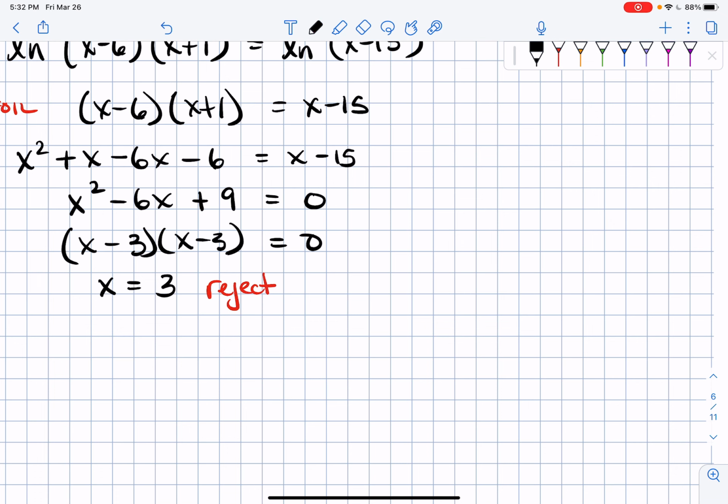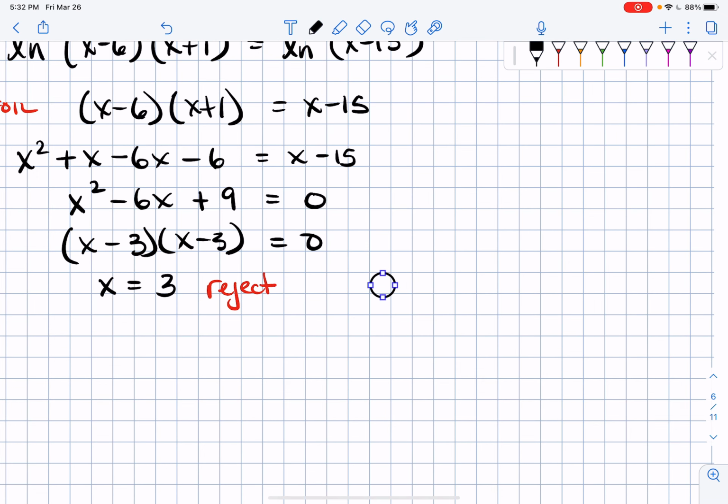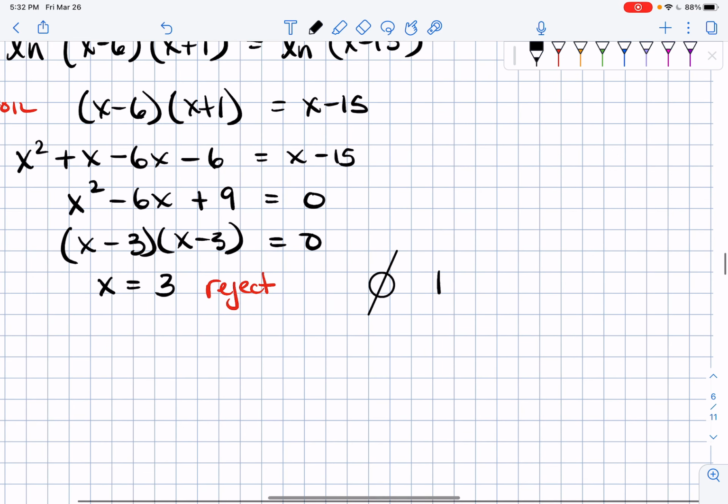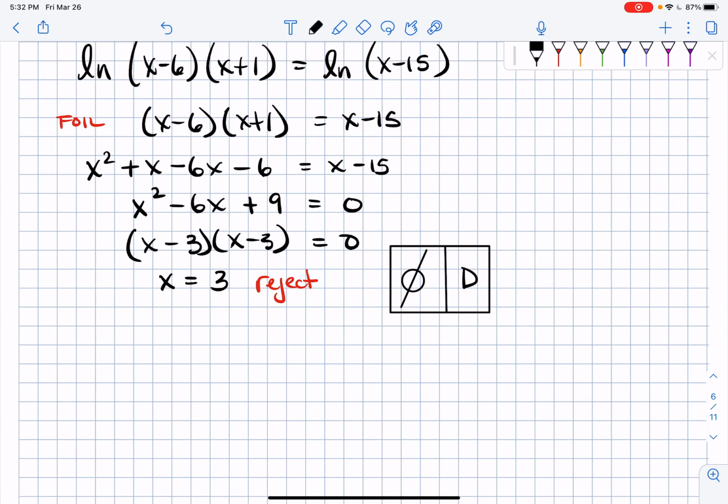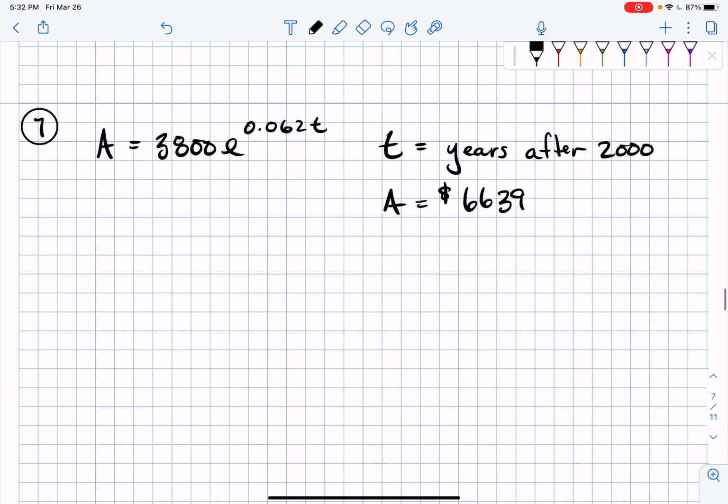So therefore, I have no solution, which is choice D. There we go. All right. That was 6. So on to number 7.